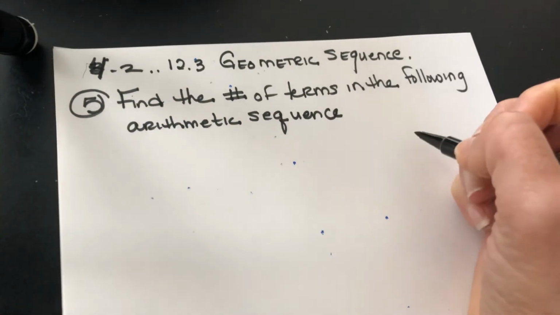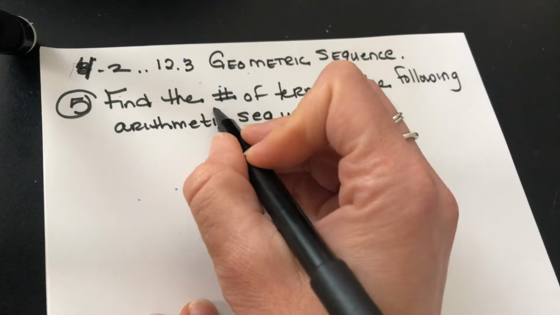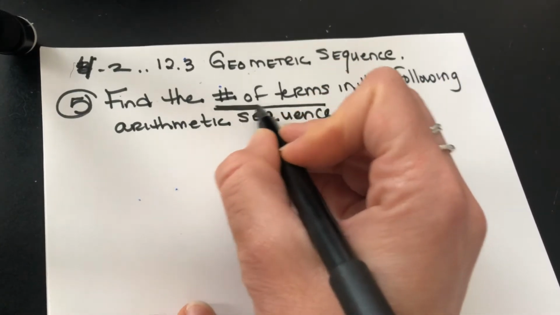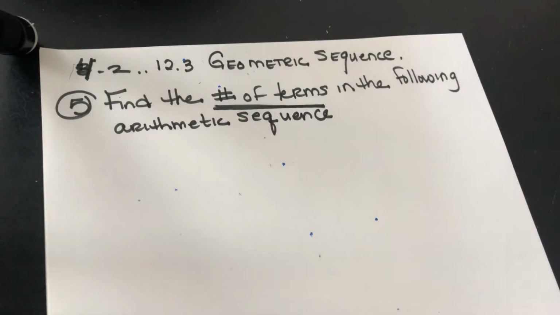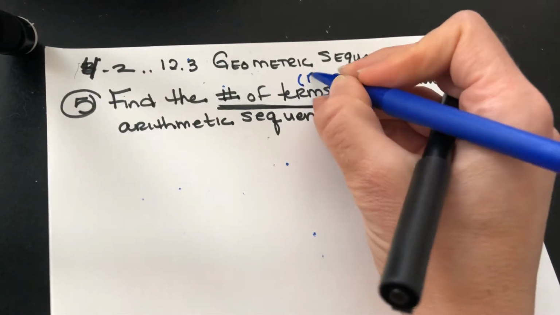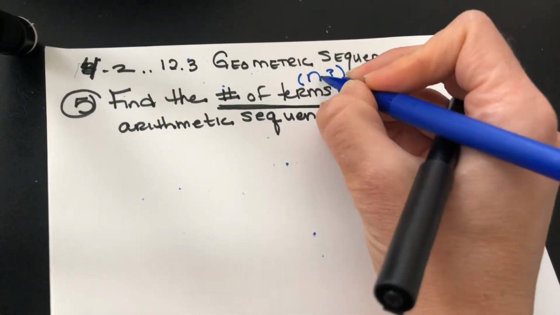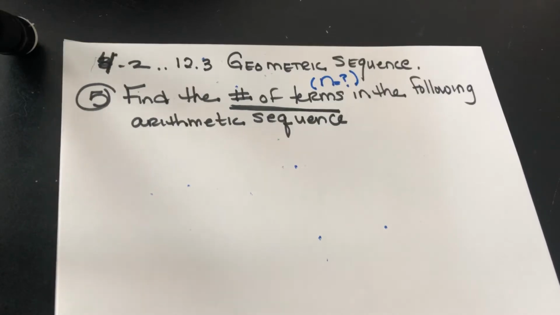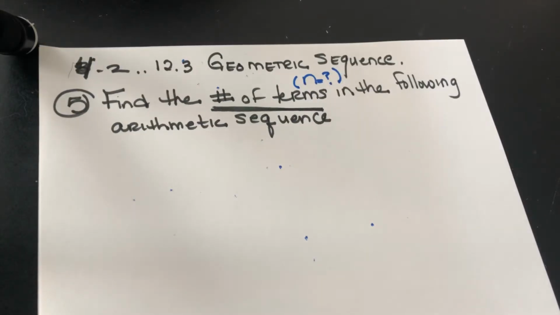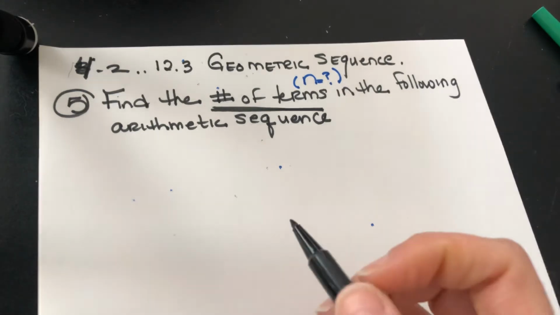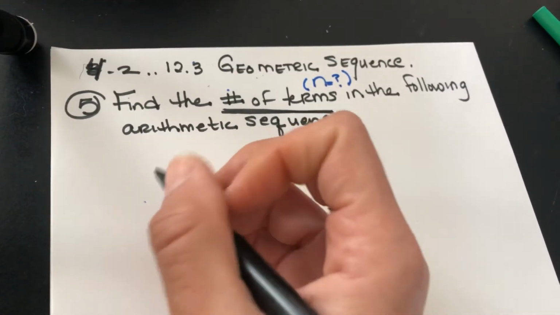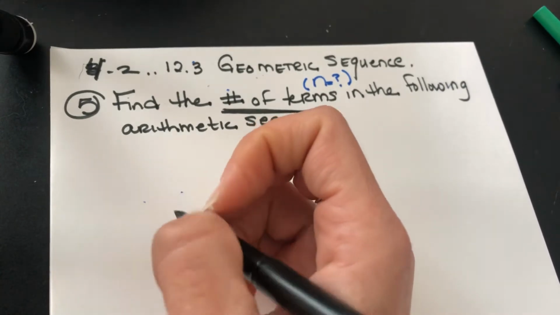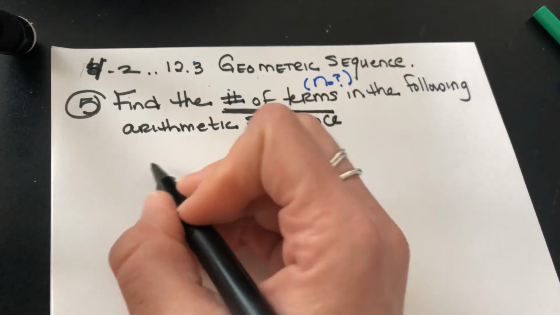Now, when you see the phrase "find the number of terms," I need the light bulb to go off and for you to automatically think, oh, I'm finding n. N is the number of terms. If I said a sub 20, remember, that means the 20th position or the 20th term is something. So when I say find the number of terms, I want you to always be finding n. Here's your first example.